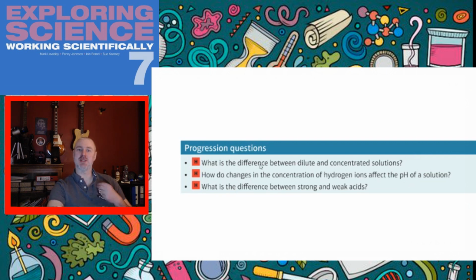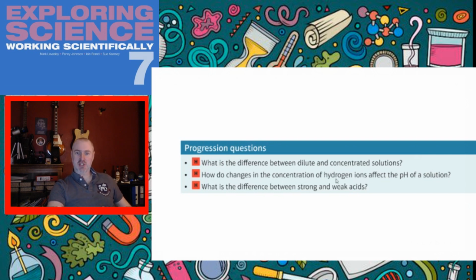objectives. What is the difference between dilute and concentrated solutions? Well, a concentrated solution for sure has more hydrogen ions, but the way we measure the concentration is mass divided by volume, and we've got to be careful with the units. The units will either be grams per centimetre cubed or they will be grams per dm cubed. We're going to find that out by looking at the question to see what our volume is given to us in, and we may have to do a conversion from centimetre cubed to decimetre cubed.